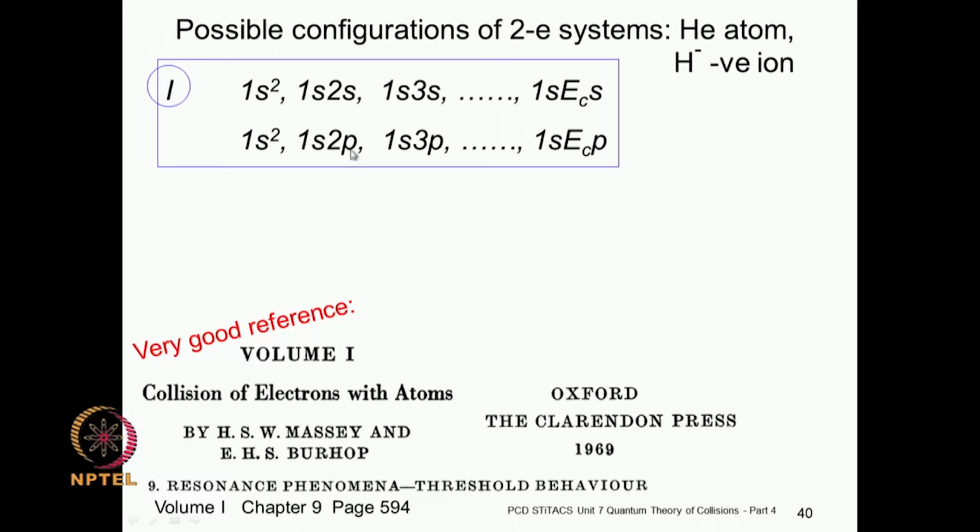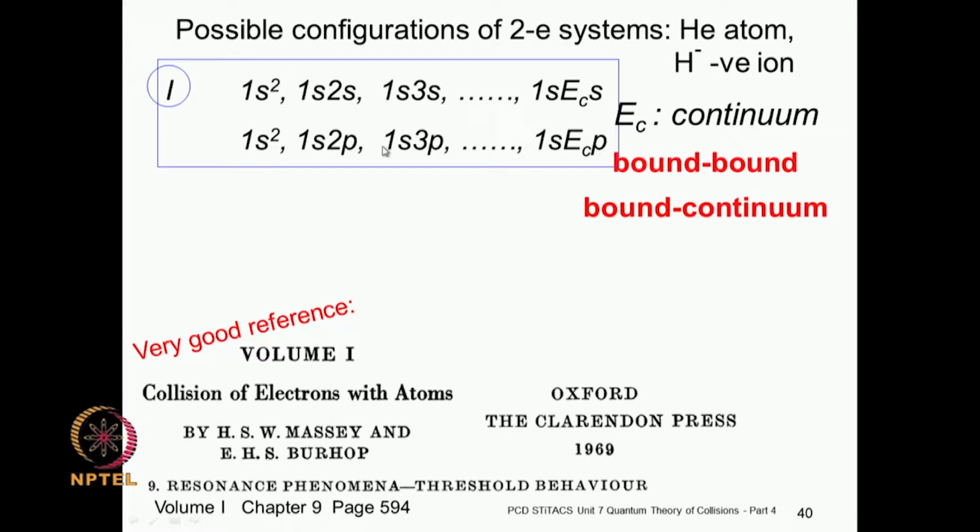But then it can go to L equal to 1 state. So, you have the 1s2p, 1s3p and so on. These are the things that I showed in the previous diagram, and I will strongly recommend this book by Massey and Burhop, volume 1, which is a very good reference for these details. So, these are the different configurations based on the 1s state, but then these are the singly excited states. So, there is a bound to bound transition and over here there is a bound to continuum transition. Okay. So, these are the singly excited states.